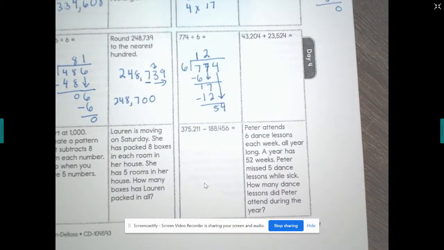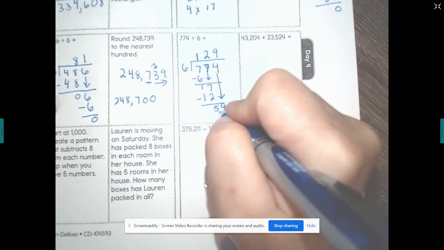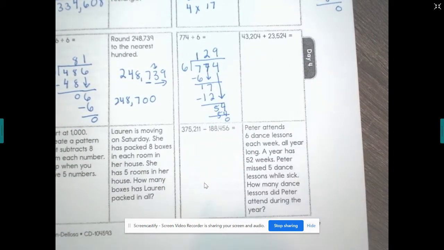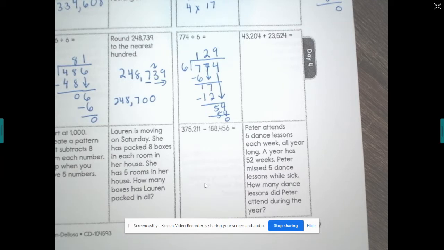Is there anything times 6 that gives us 54? And the answer is yes, 6 times 9. So 6 times 9 is 54. Subtract, you get 0. So there is no remainder, and our quotient is 129.